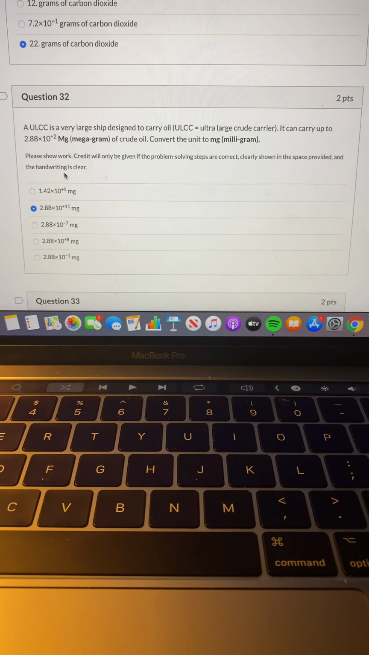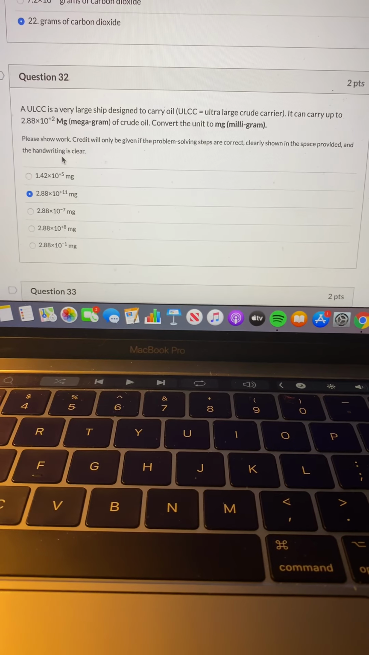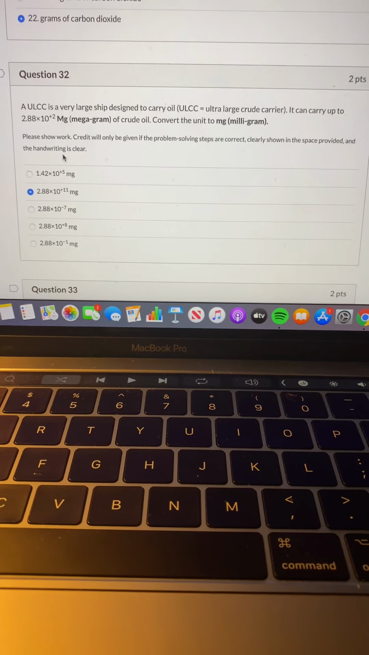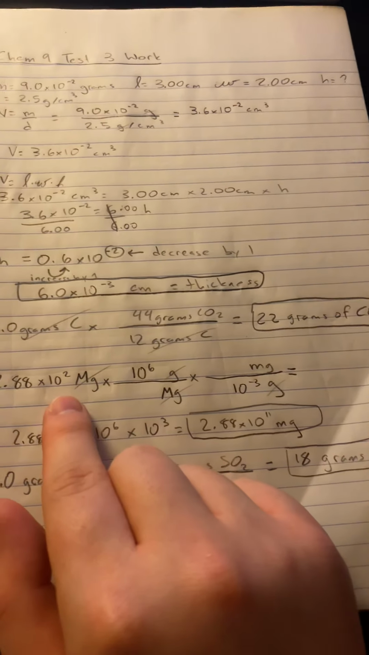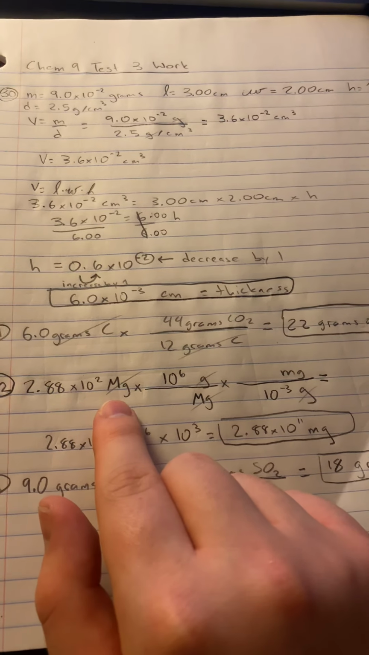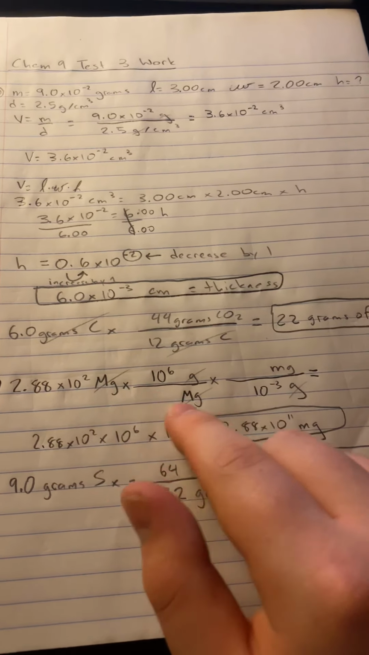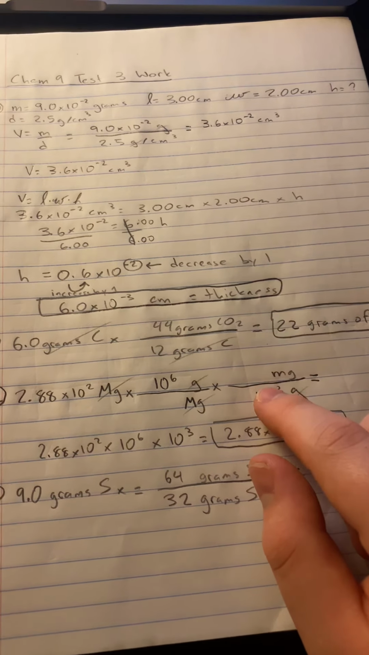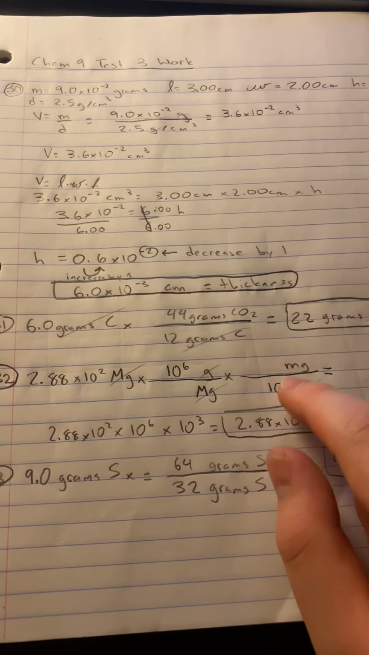32. A ULCC is a very large ship designed to carry oil. It can carry up to 2.88 times 10 squared megagrams of crude oil. Convert the unit to milligrams. We have 2.88 times 10 squared megagrams times 10 to the 6 grams over megagrams. The units cancel. That's the conversion. Times 1 over 10 to the negative 3 grams. That's the conversion from grams to milligrams.